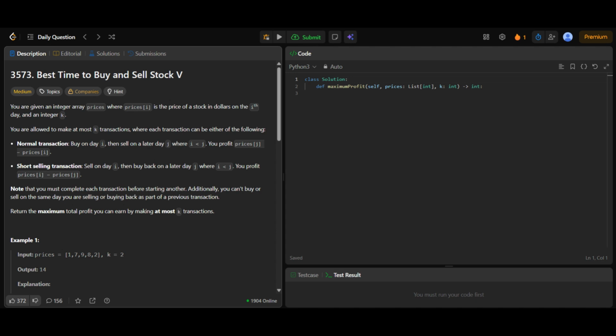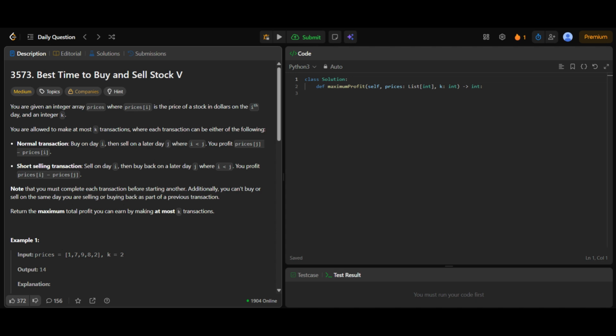A normal transaction means you buy the stock on day i and sell it on a later day j, where i is less than j. The profit for this transaction is prices[j] minus prices[i]. A short selling transaction means you sell the stock on day i and buy it back on a later day j, again where i is less than j. The profit for this transaction is prices[i] minus prices[j].